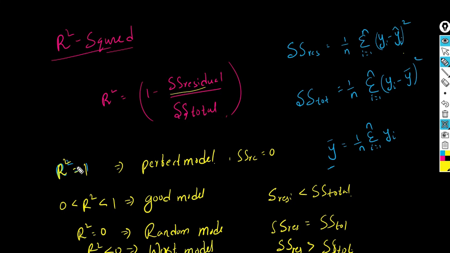So when R square equal to 1, that is a perfect model. If the value lies between 0 and 1 for a model, we can tell that model is a good model. If R square equal to 0, that is like a random model. Less than 0 is a worst case scenario.